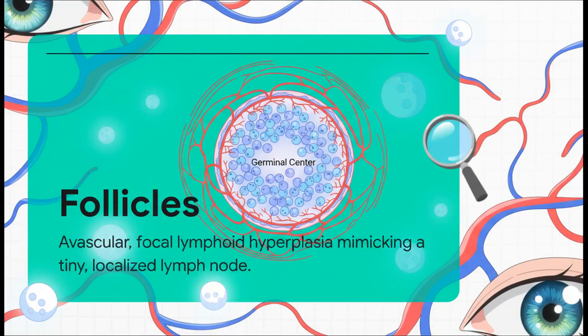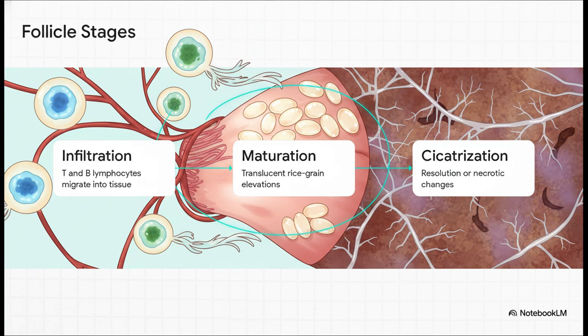Shifting gears over to follicles, we're looking at a totally different mechanism. A follicle is an avascular, focal lymphoid hyperplasia. Basically, it mimics a tiny, localized lymph node sitting right there in the conjunctival stroma. It even has a germinal center completely packed with immature lymphocytes. And because that center is so densely packed with immune cells, the blood vessels have nowhere else to go but around the outside, wrapping the base of the nodule like a basket.